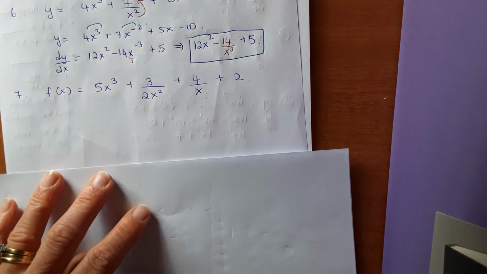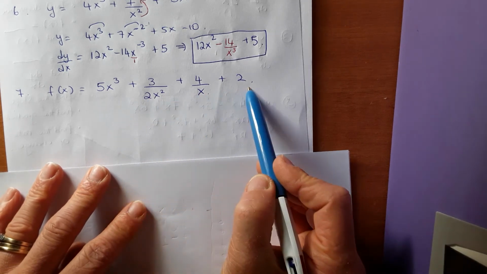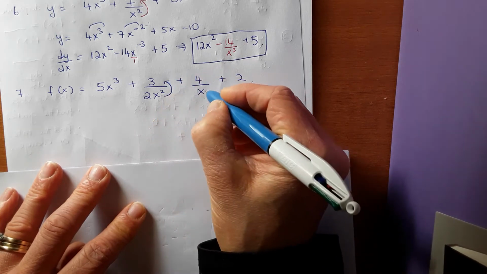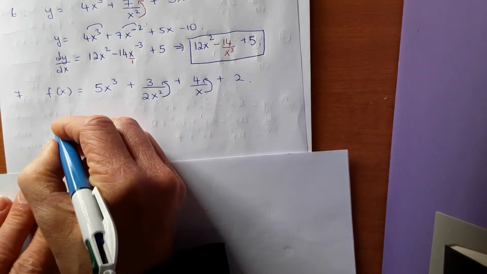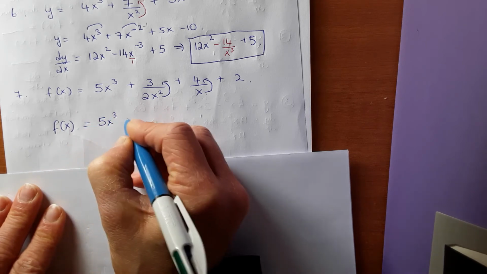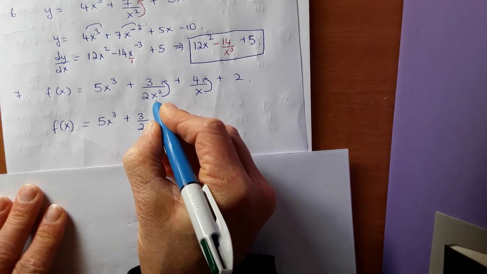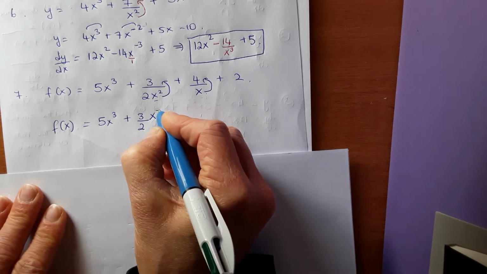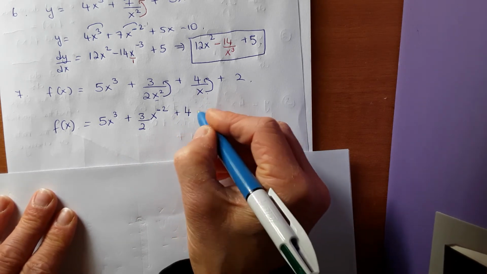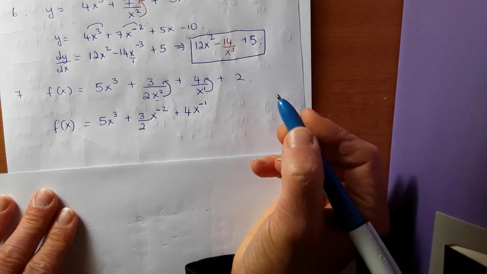Another one. So this time again, we can't differentiate this the way it is at the moment. These have to be simplified. Bring them up. Now again, you leave the numbers where they are. So f of x equals 5x cubed plus 3 over 2. You do not move the 2. It's only the x that you move. X to the power of negative 2. Then plus 4 stays the same. X to the power of 1 comes up and it's to the power of minus 1.